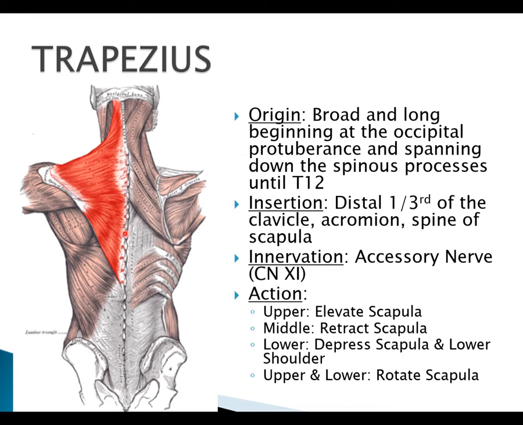And then the upper and lower will help to rotate. So if the upper is located this way, it's going to help with upward rotation. The lower are going to help with downward rotation.